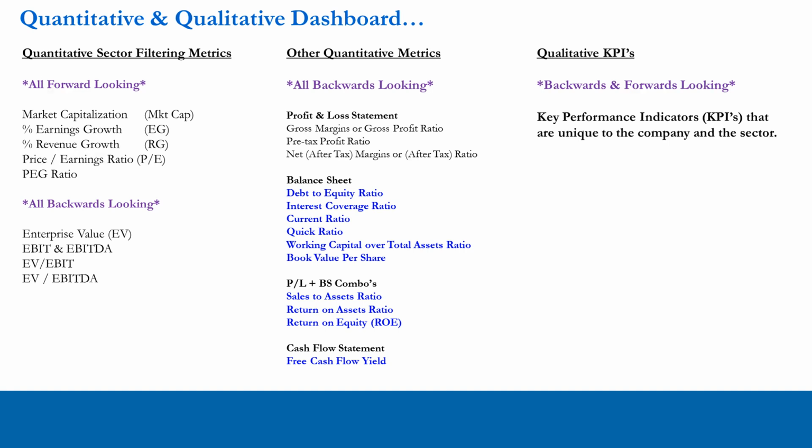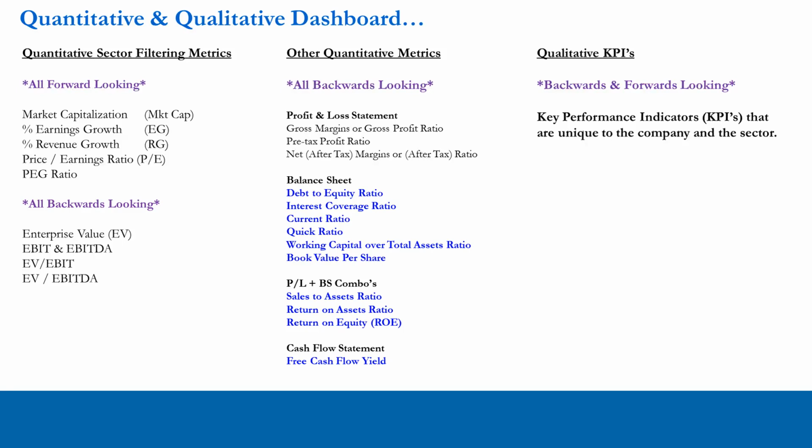So these are sales to assets ratio, return on assets ratio, and return on equity, ROE. We're also going to be looking at a metric from the cash flow statement, free cash flow yield, and inferring a metric called price over free cash flow per share.